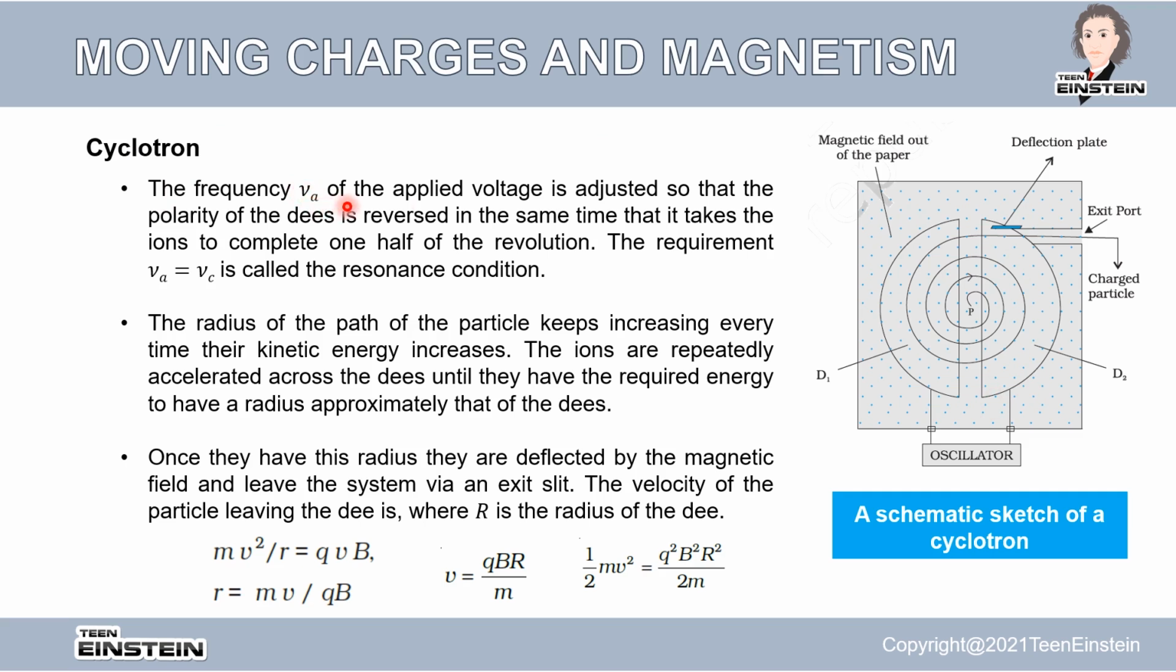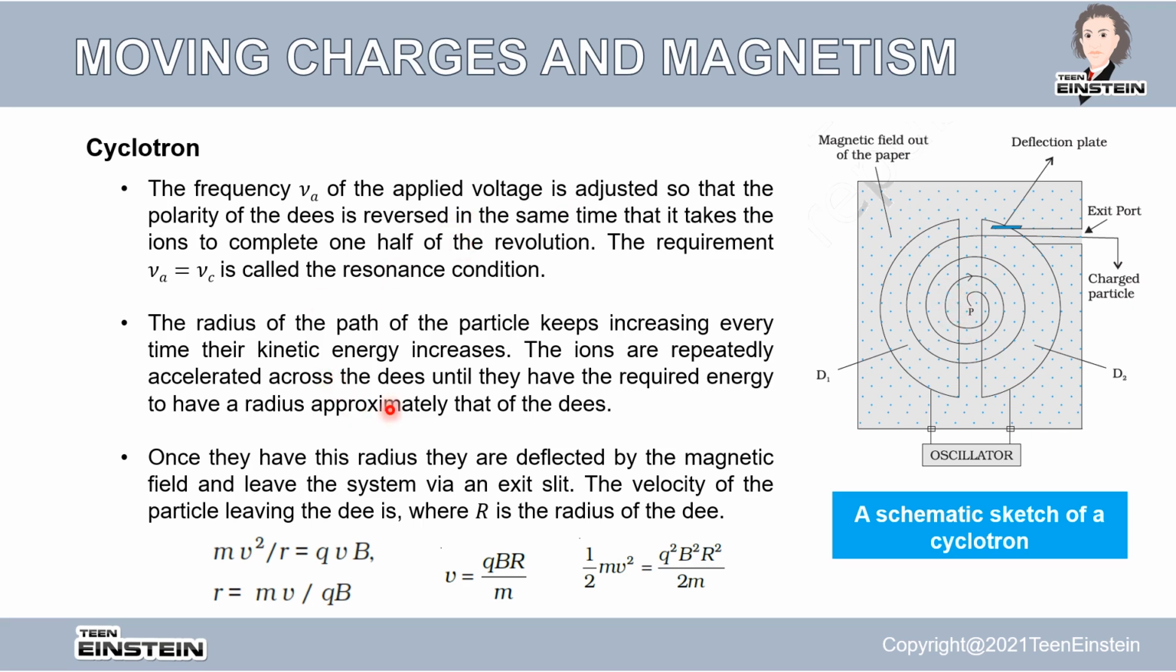So the frequency VA of the applied voltage is adjusted so that the polarity of the Ds is reversed in the same time that it takes the ions to complete one half of the revolution. So the requirement VA equal to VC is called the resonance condition. So for example, when the particle is here, let's say it gets attracted to this, and by the time it makes a half rotation and comes here, the polarity has to change in such a way that the particle again gets attracted towards this. So that is why the alternating potential's frequency has to match the cyclotron frequency.